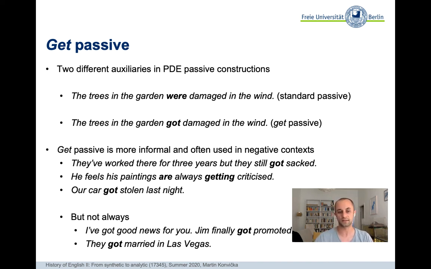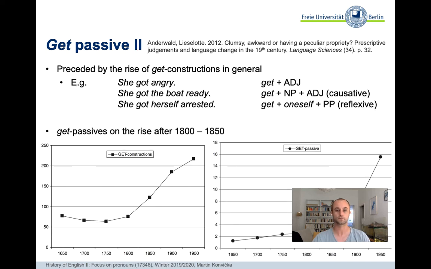And this get passive is also something that gradually rises in the 19th century. It starts with a general rise of constructions with the auxiliary get, right? Things like get in combination with an adjective: "she got angry," "she gets angry." Or a causative construction where get is combined with a noun and an adjective: "she got the boat ready," "she got the house built," and so forth.